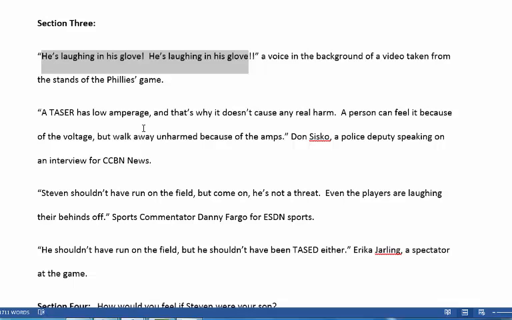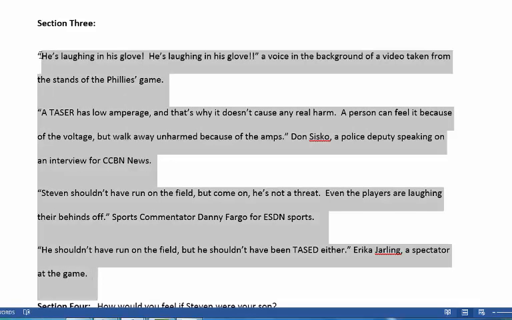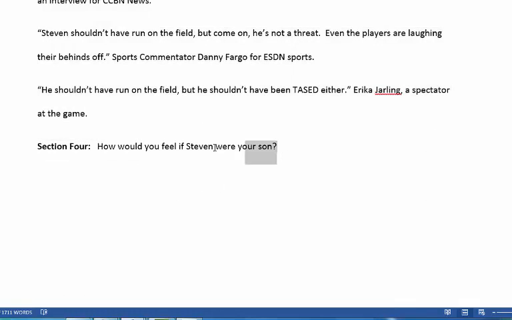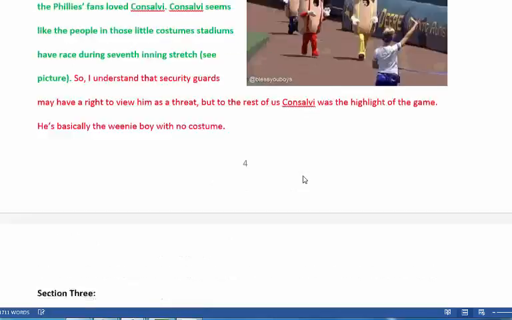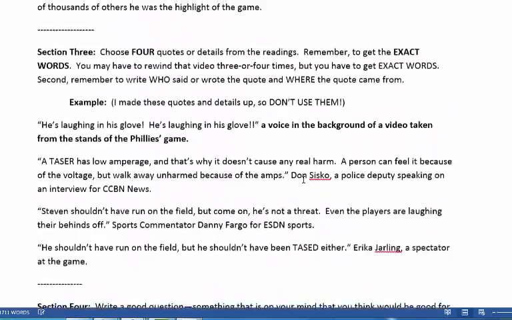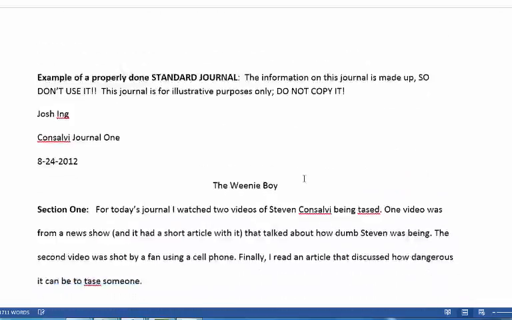You can also use details. You don't have to always have quotes. I could have put a detail like Consalvi never comes within 10 feet of any of the players. Well, that wouldn't have been a quote. It just would have been a detail I saw from the video. You can use details as well. It doesn't always have to be exact quotes. These just all happen to be exact quotes. Lastly, here's section 4. Again, that just has to be a question. I will answer your question when I grade your paper. I always write you little comments on what I thought about your question as well. So that's what it looks like.